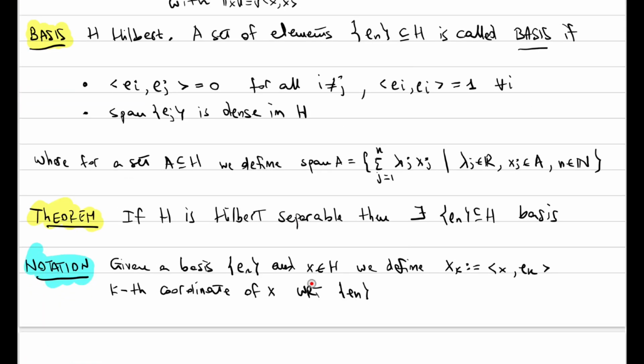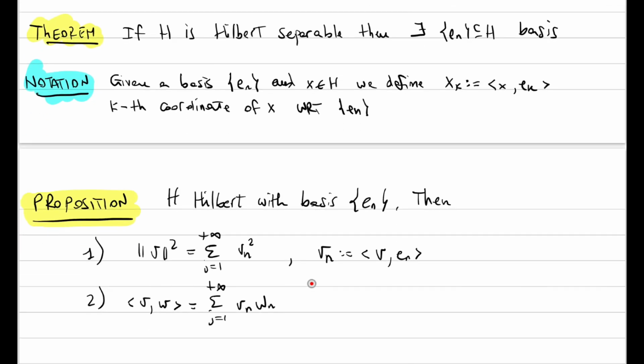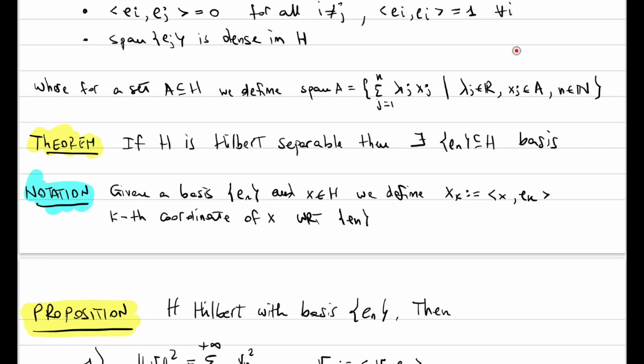So we have this theorem. If H is a Hilbert space which is also separable, then there exists a basis, so an orthonormal set of vectors such that the closure of the span is the whole space.